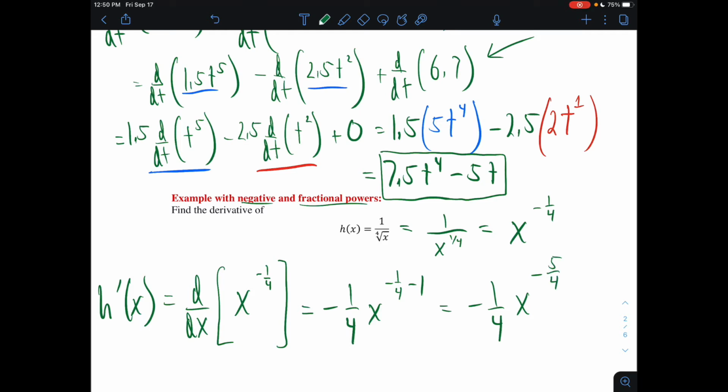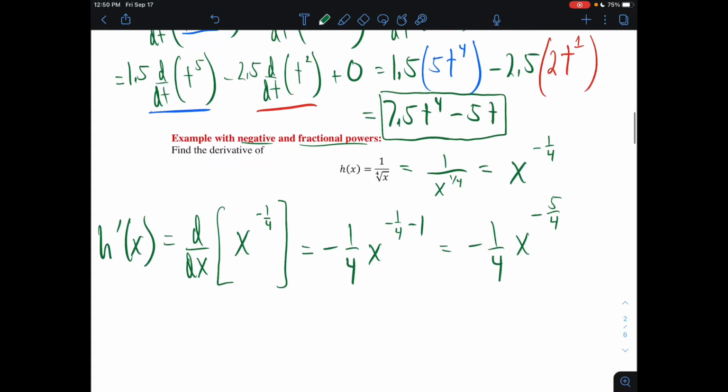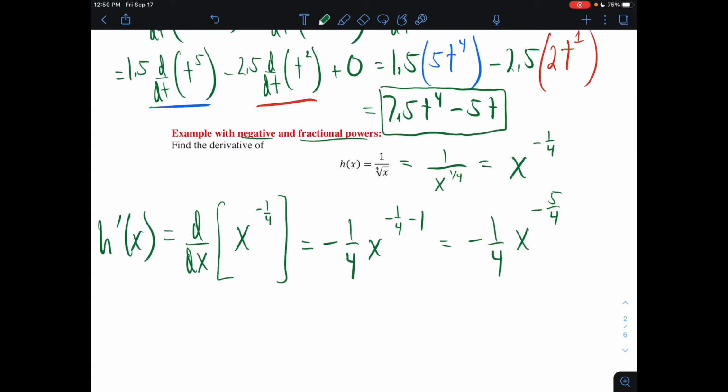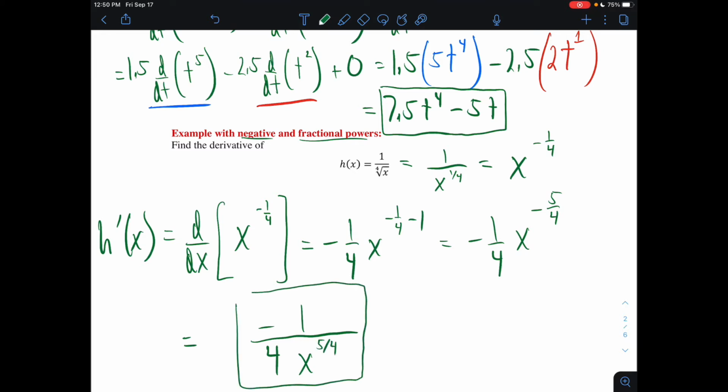And for us, it is okay if we write things using negative powers, but if you wanted to write this by using a positive exponent, we would have negative 1 in the numerator, 4 in the denominator, and now we're just reversing what we've seen with negative exponents. This becomes x to a positive power in the denominator, and that's positive 5/4. So I just wanted to show you that so you can see how the power rule works with other exponents besides integers.